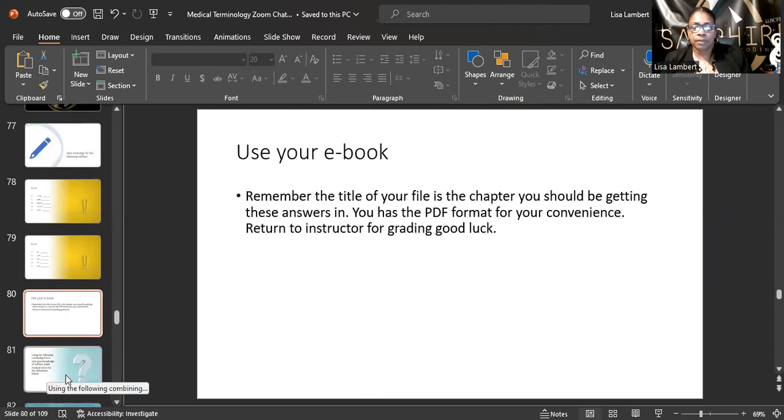Remember the title of your file, your chapter. And don't forget, if one of those files is empty, which it should not be, but just in case, because sometimes when you're going through that electronic system, things do get lost. Everything is in PDF. You guys already know that. Okay, so good luck with that.